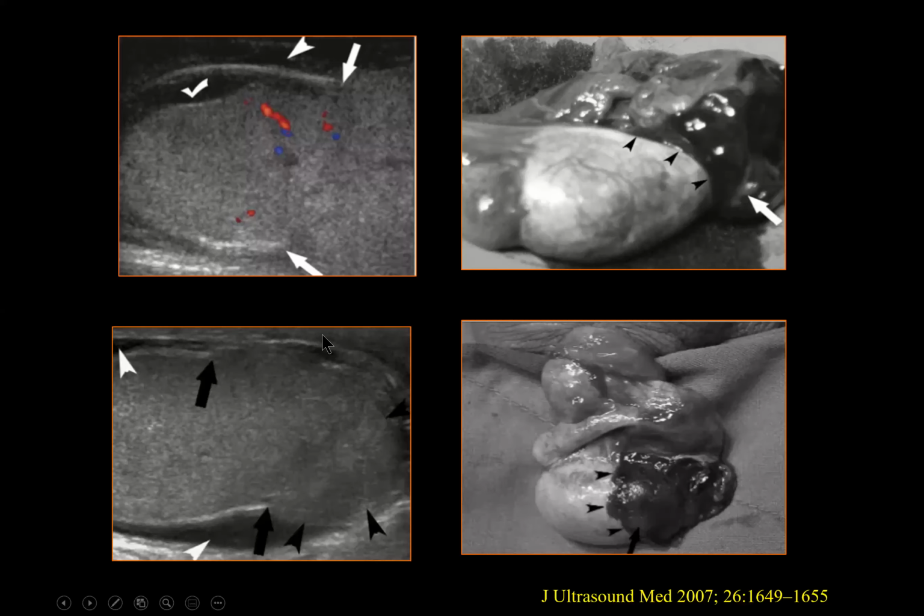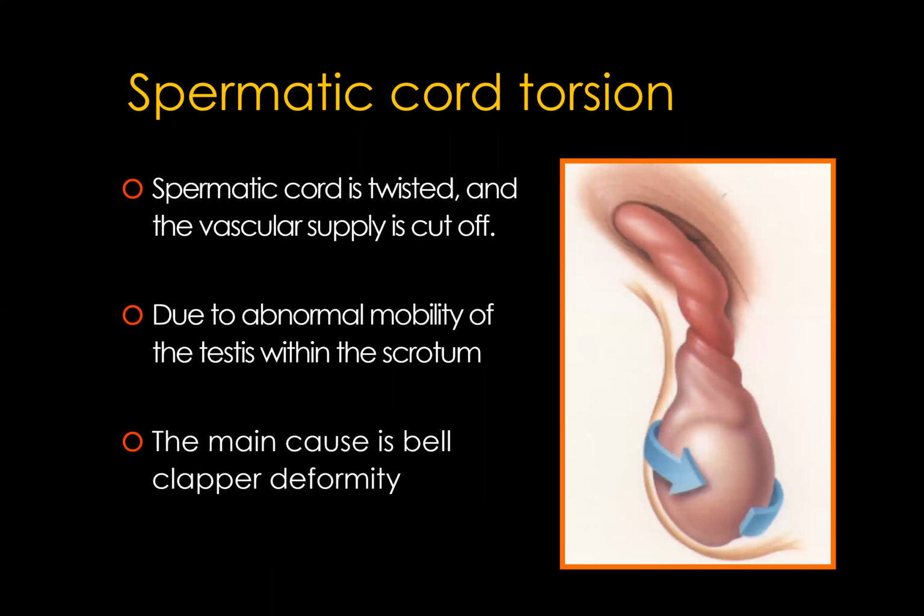Spermatic cord torsion is when the spermatic cord is twisted and the vascular supply is cut off. Usually it is due to abnormal mobility of the testis within the scrotum, and the main cause is what is called bell clapper deformity. So what is bell clapper deformity?